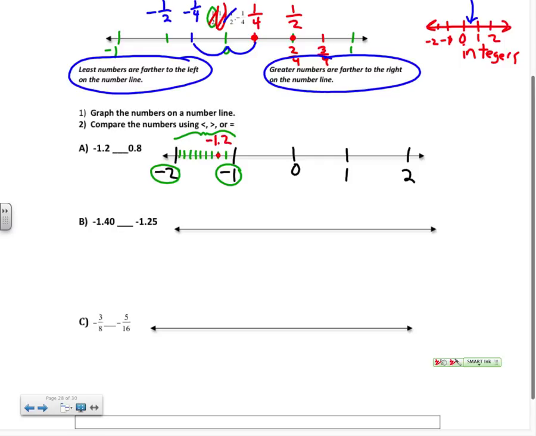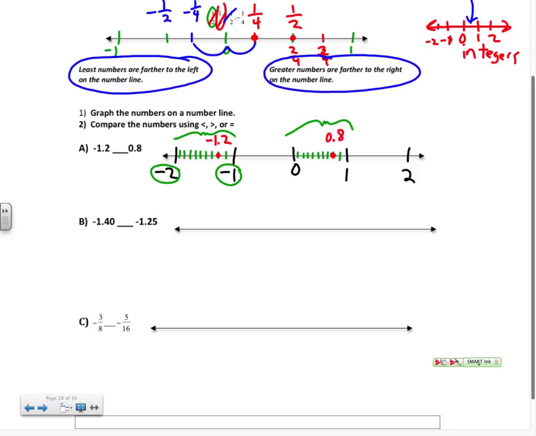Okay, my 0.8 is a positive rational number, so it's to the right of 0. And again, if I were to split between 0 and 1 into 10 equal sections, because it's in 8/10, I'd have 1/10, 2/10, 3/10, 4/10, 5/10, 6/10, 7/10, 8/10, 9/10. So 0 and 8/10 would be right about there.